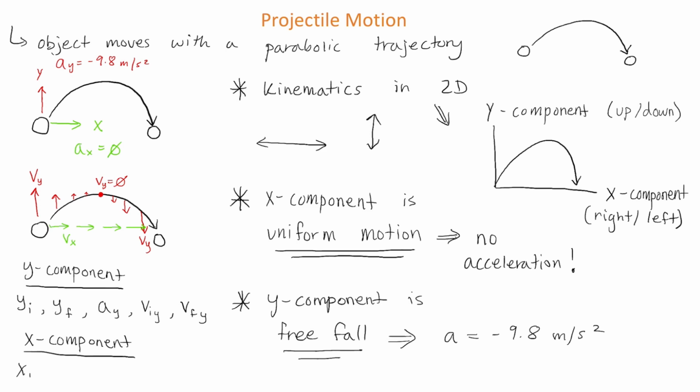Now let's look at the x component. We have xi, the object's initial position along the horizontal axis. We have xf, the object's final position along the x-axis. We know the acceleration for the x component is always equal to 0. And because we have no acceleration, there is no Vix or Vfx. We just have Vx, the velocity of the x component. It never changes. Now, what's really important to note for problem solving is that delta t is the same for both components. So delta t does not change for your x and y components.